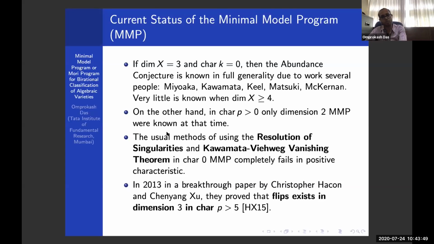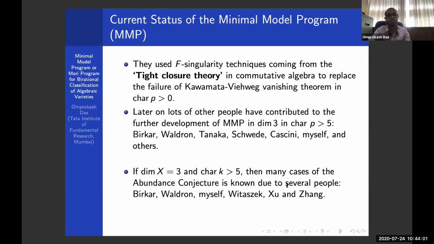And then there was lots of progress. They did basically the fundamental cases in positive characteristic, and lots of other people contributed to complete the program in dimension 3. The abundance conjecture in dimension 3 is also known in characteristic 0 and in positive characteristic in many cases. People who contributed include Birkar, Waldron, myself, Xu, Zhang, and Witaszek.